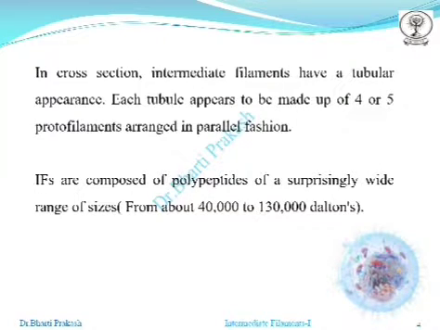In cross section, the intermediate filaments have a tubular appearance. Each tubule appears to be made up of 4 or 5 protofilaments which are arranged parallelly. The intermediate filaments are composed of polypeptides of a surprisingly wide range of sizes.